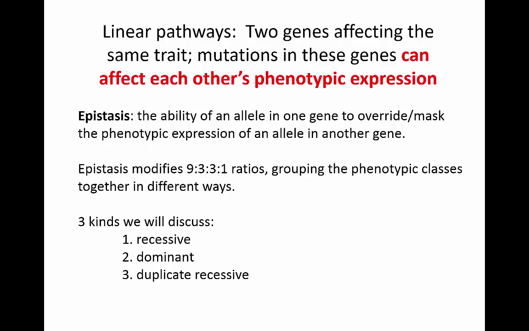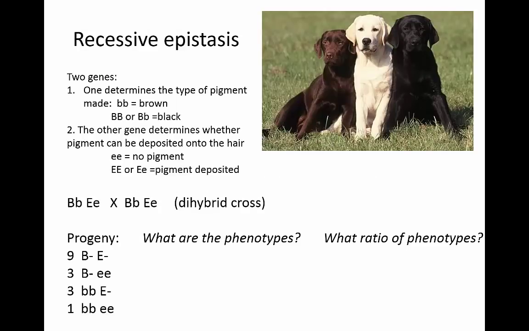There are a number of different types of epistasis. We're only going to talk about 3 specific types. So the first type of epistasis I'm going to talk about is recessive epistasis. We'll come back to why it's called recessive epistasis. This example involves Labrador retrievers, and there are 2 different genes that affect the coat color of labs. So the first gene is the B gene, and if you have at least one big B, you're going to be black. If you have little b, you're going to be brown.